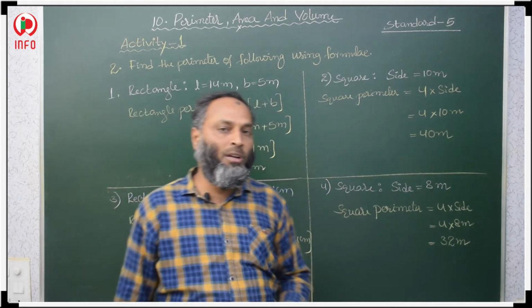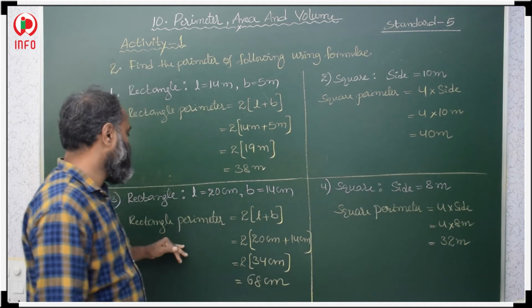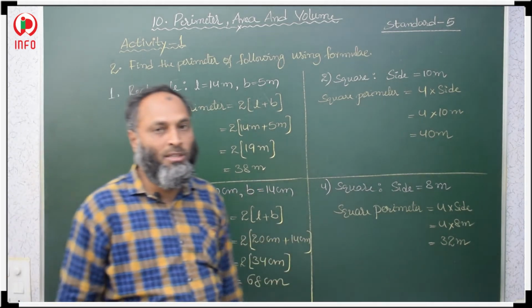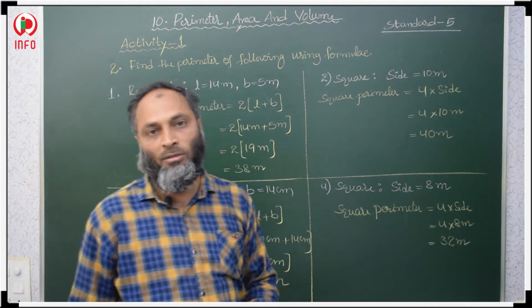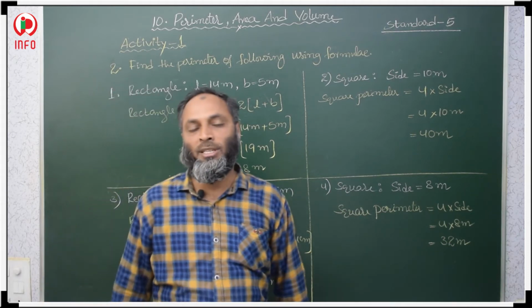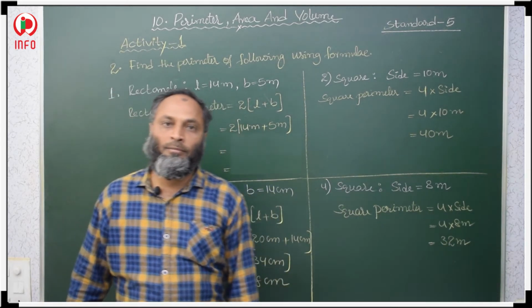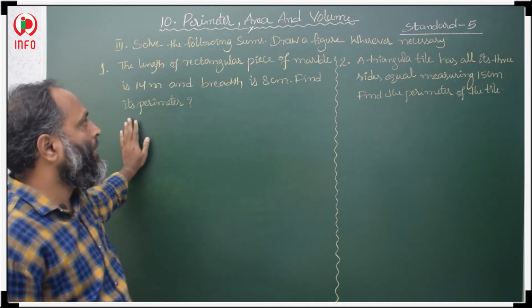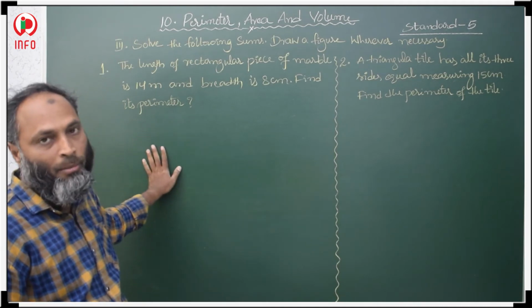So in this bit more, 2 questions were there. One question is based on the rectangle, the other question is based on the square. So those 2 similar questions you do as your home assignment. Okay. Now here some word problems are given. So then we have to find perimeter.